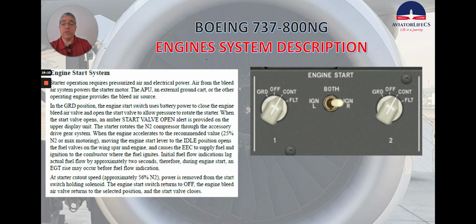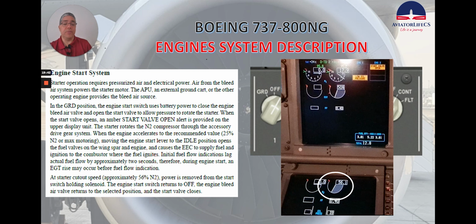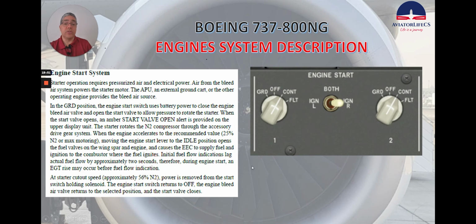Initial fuel flow indications lag actual fuel flow by approximately 2 seconds. Therefore, during engine start, an EGT rise may occur before fuel flow indication. At a static cutout speed, approximately 56% N2, power is removed from the start switch holding solenoid. The engine start switch returns to off. The engine bleed air valve returns to the selected position, and the start valve closes. So that's basically the engine start process for the Boeing 737-800NG.